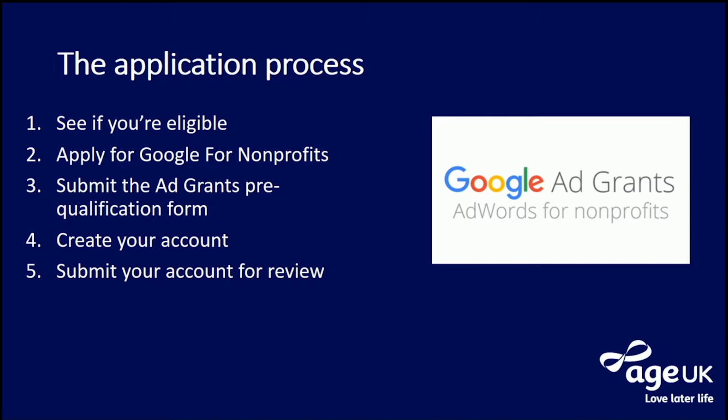And this is just almost like a pre-screener, just to ensure that you are who you say you are, that you are registered with the Charity Commission, because obviously only people that have a charity number can apply for this. So then you need to get pre-qualified. This is quite a short form on the Google website, and that's the Ad Grants pre-qualification form, and that's just pulling together everything that we've just discussed.